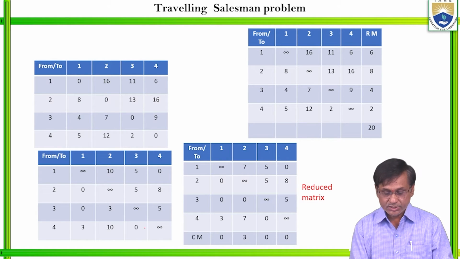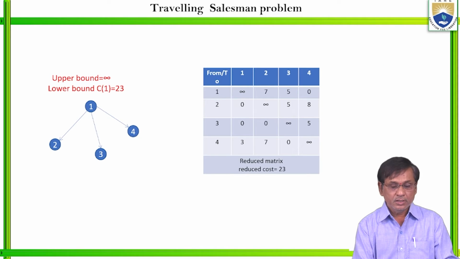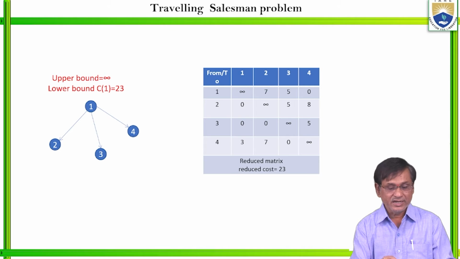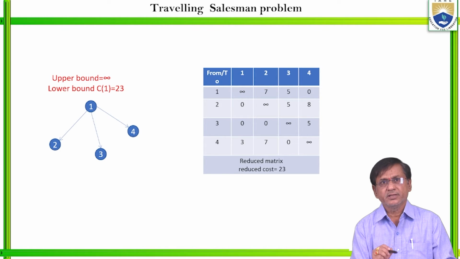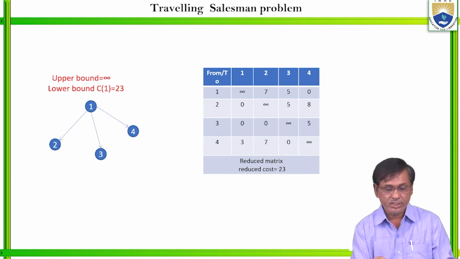Next, 3 is subtracted. After reducing by 3, the matrix obtained is this reduced matrix. After reducing the matrix, we have to construct the state space tree. The lower bound we already calculated as 23.